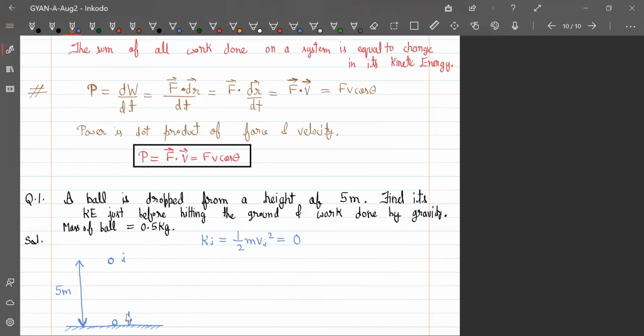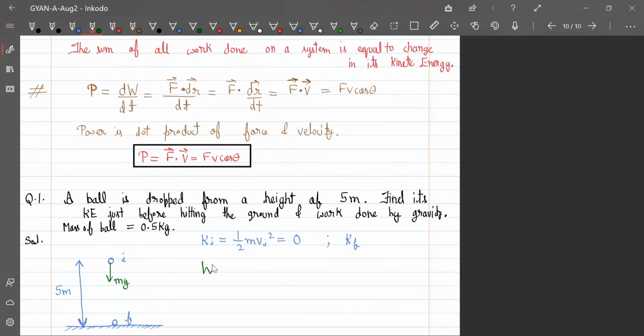And this is the final kinetic energy. Let us say that finally it is reaching here. Then the kinetic energy is K_f. Now we can't find the kinetic energy just before hitting the ground without finding the work done by gravity. So for the work done by gravity, I have to draw the forces on it. That is mg.